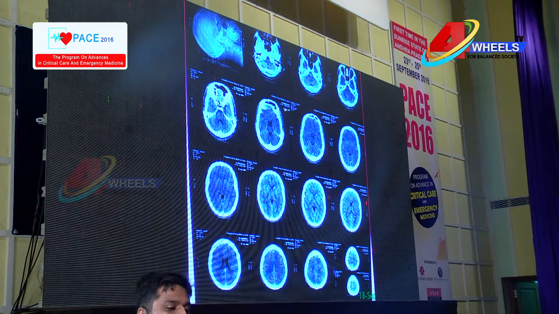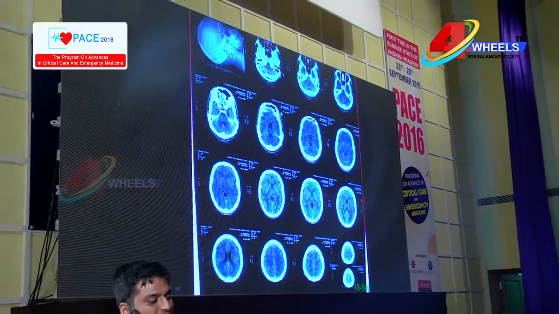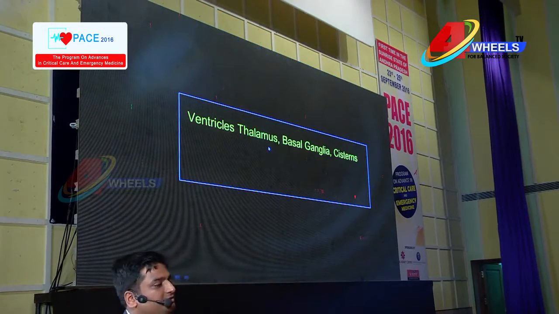Okay, so where is your Mickey Mouse? You can appreciate a Mickey Mouse here, right? Pons, your mush appearance. So let's go to see ventricles, thalamus and basal ganglia and other cisterns.